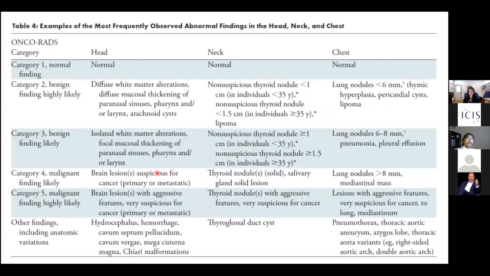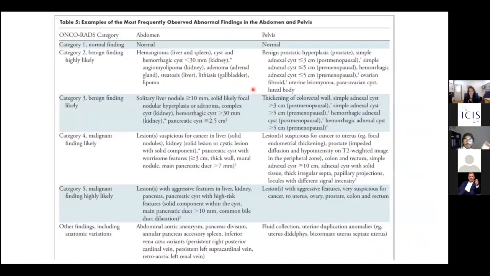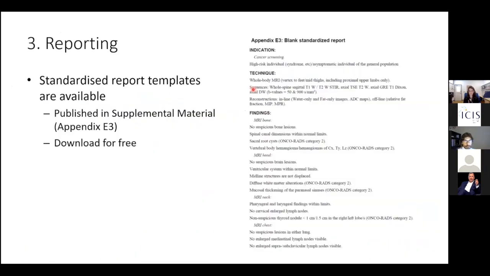Those were examples. In the publication, we provided other examples, tables, where you can check which are the possible findings for each body region for ONCO-RADS category 1, 2, 3, 4, and 5. So what is possible to find in the head, in the neck, in the chest, abdomen, pelvis, and so on.